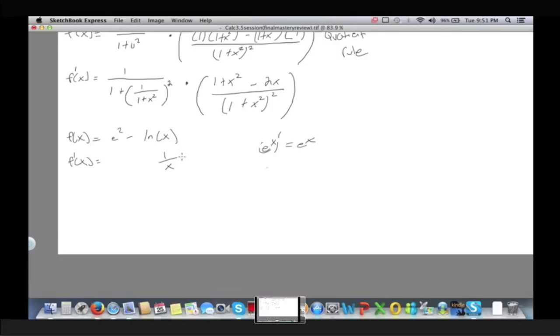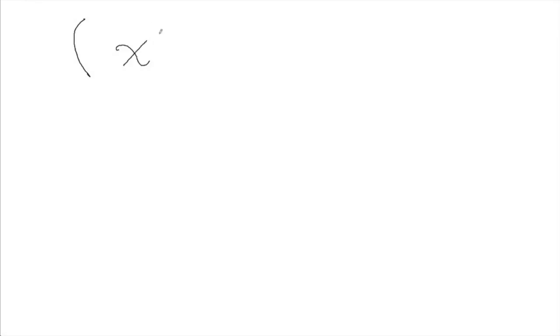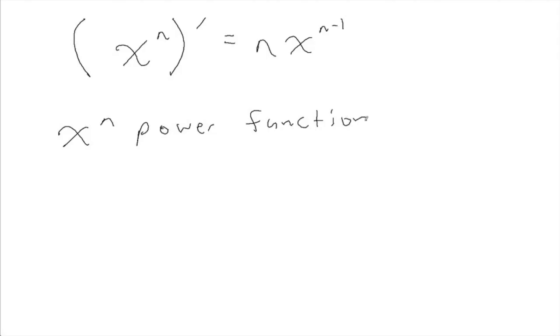You were right about the e squared term, but we've made a mistake in dealing with the natural log x term. A small mistake. What is this? That would be n x to the n minus 1. Good. This is what's called a power function. So this is what's called the power rule. It's what you've been calling the n minus 1 rule.